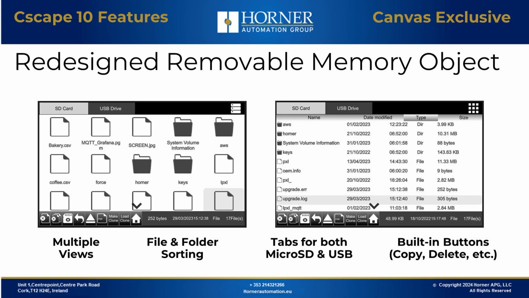The removable memory object has also been improved for Cscape 10 and Canvas. You now have multiple views available, both a folder view and a list view. You can sort files and folders based on the different types of criteria. You also have tabs for both microSD and USB flash drive, whereas with previous versions of Cscape it was strictly microSD only. You also have built-in buttons for commands such as copy and delete.